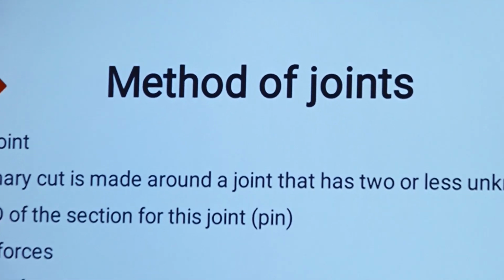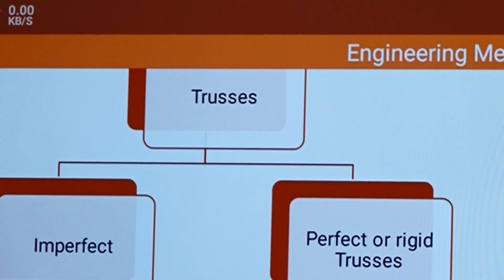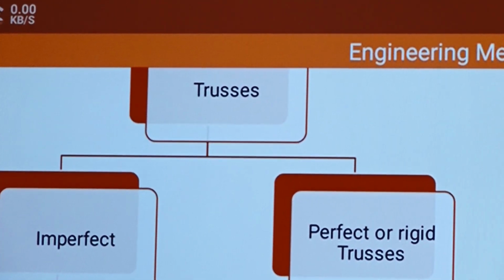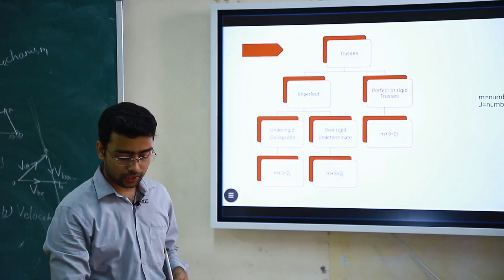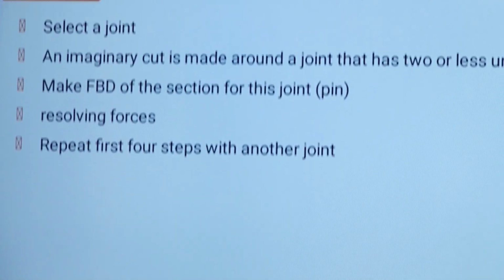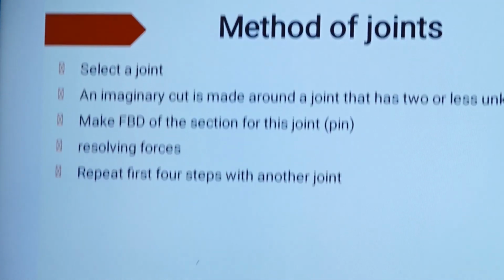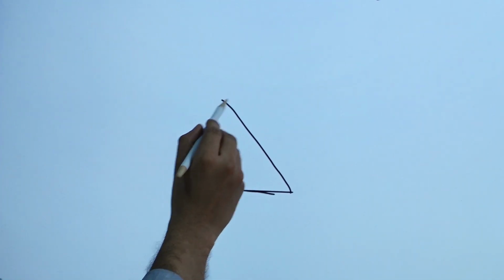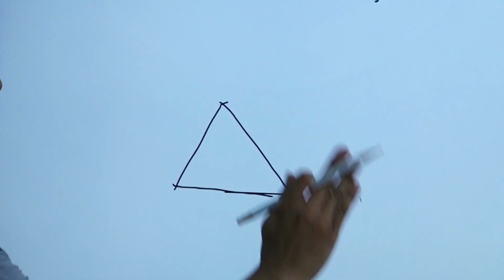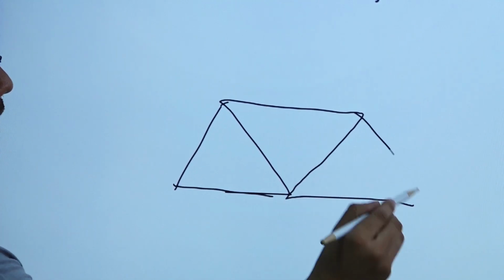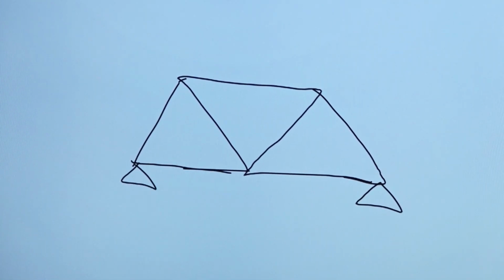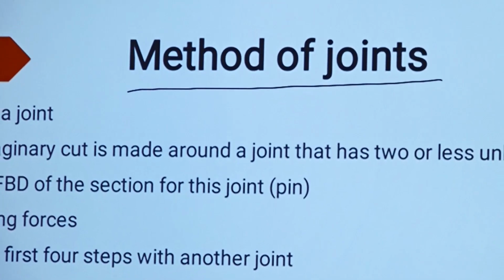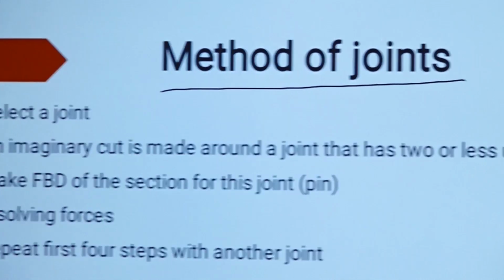Method of joints. To solve trusses we have two methods. One method is method of joints, the other method is method of sections. So now we will see method of joints. In method of joints, what happens? Suppose we have this truss, and suppose it is simply supported. If we want to apply method of joints to find the force anywhere in this truss, then we have to follow these steps.